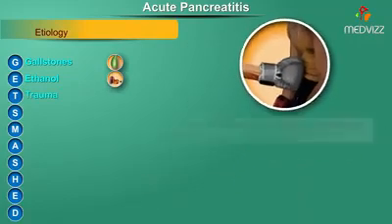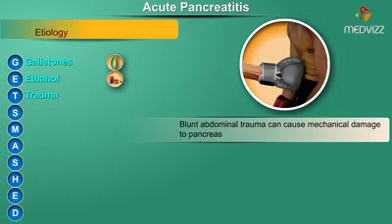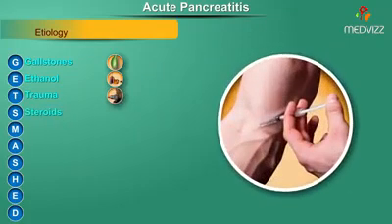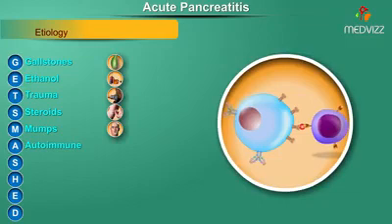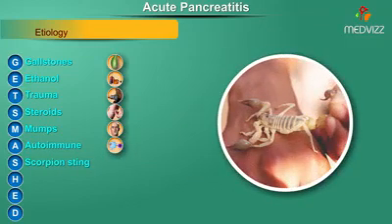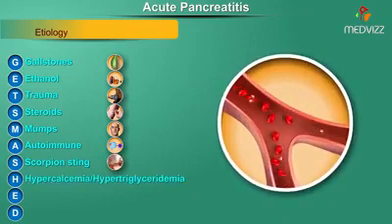Blunt abdominal trauma can cause mechanical damage to the pancreas, resulting in acute pancreatitis. S for steroids, M for mumps, A for autoimmune pancreatitis, and S for scorpion sting. H stands for hypocalcemia or hypertriglyceridemia.